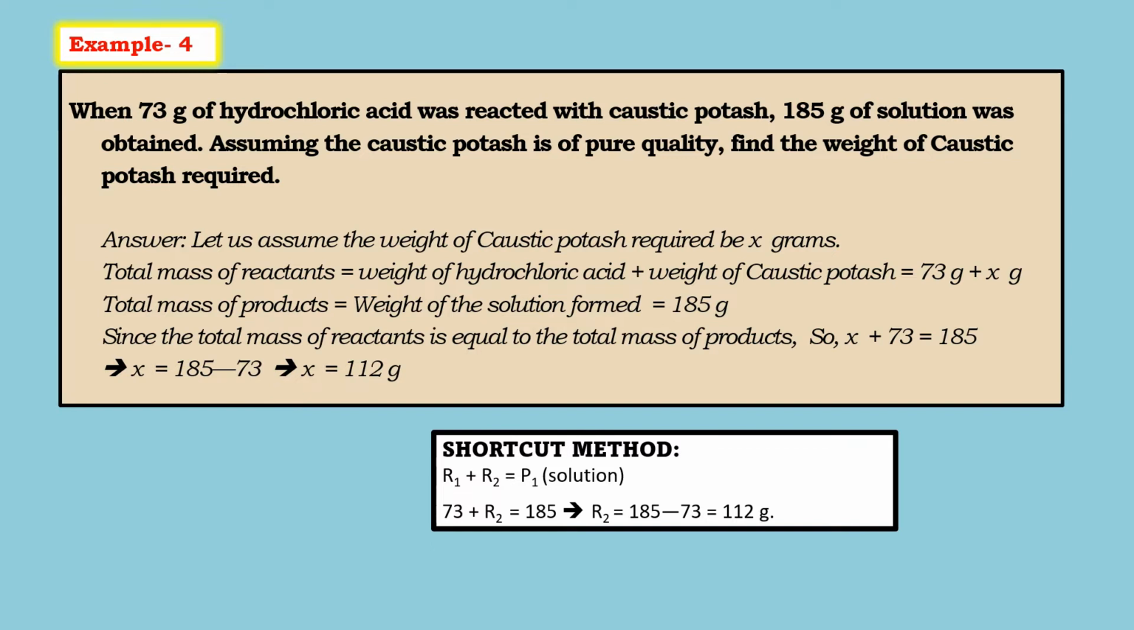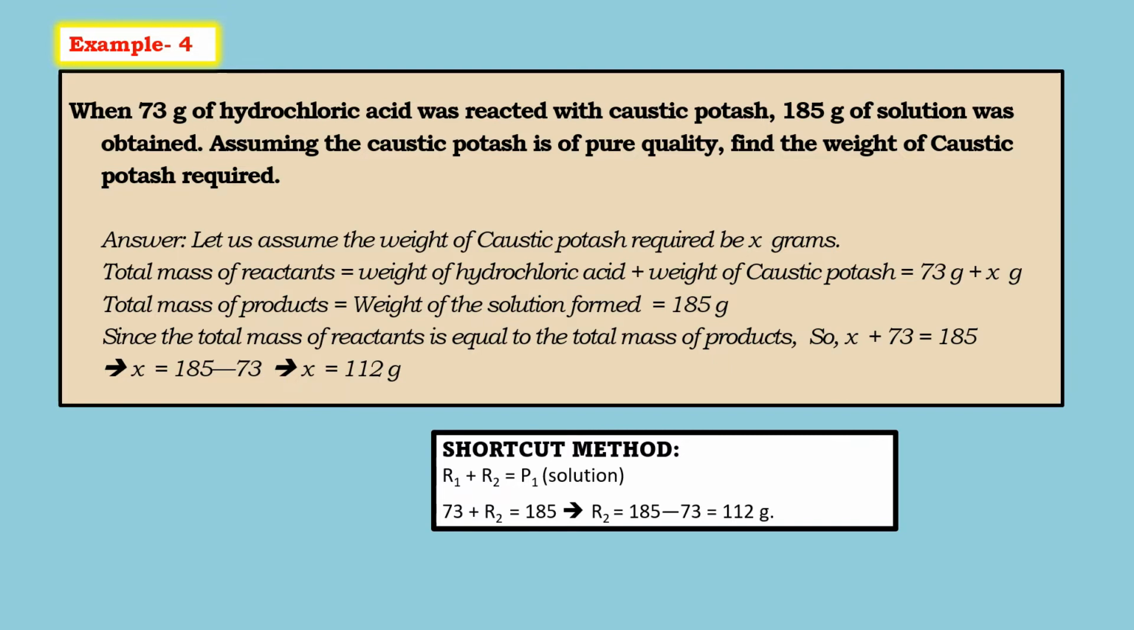Total mass of reactant is equal to total mass of hydrochloric acid plus caustic potash, that is equal to 73 gram plus x gram. Total mass of product is equal to mass of the solution formed, that is equal to 185 gram. Since the total mass of the reactant is equal to the total mass of the product, so x plus 73 is equal to 185. Solving for x is equal to 185 minus 73, or x is equal to 112 gram.